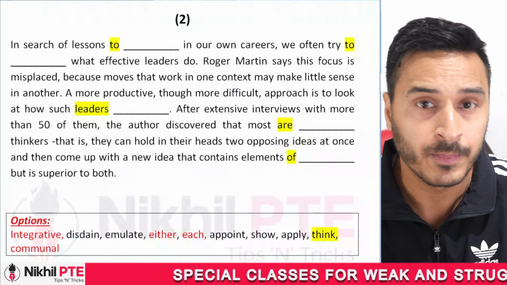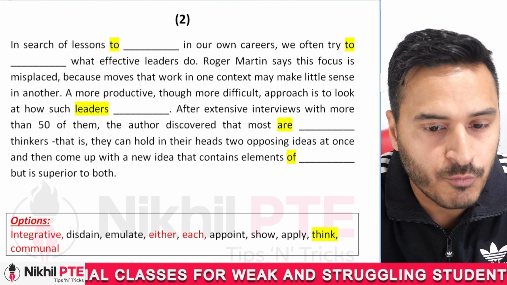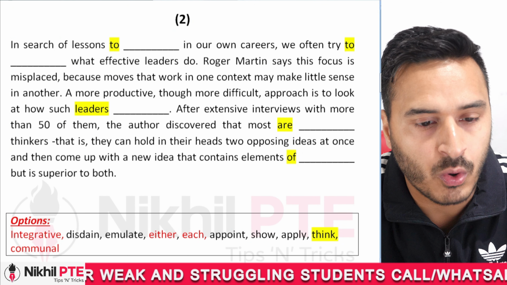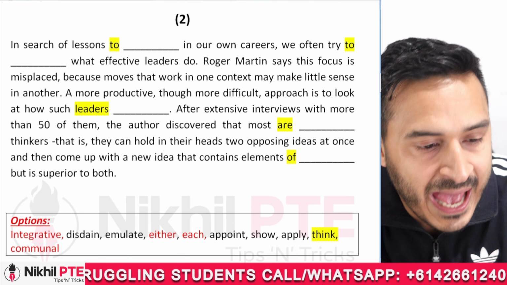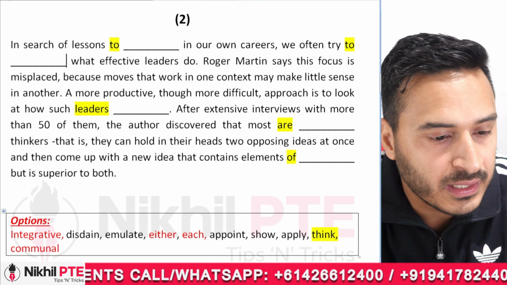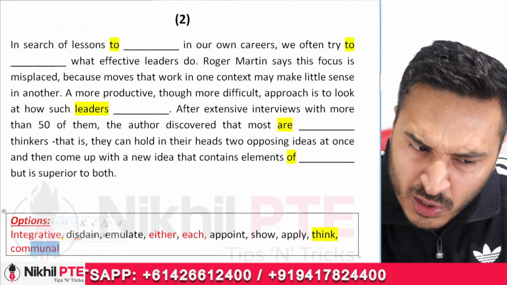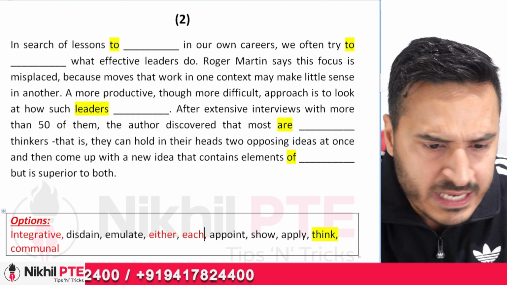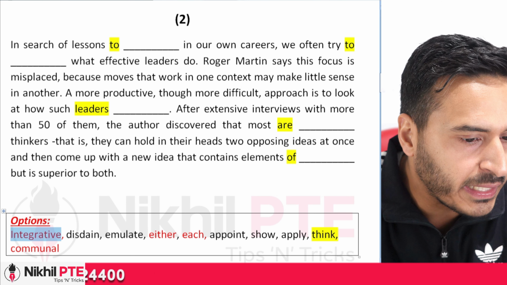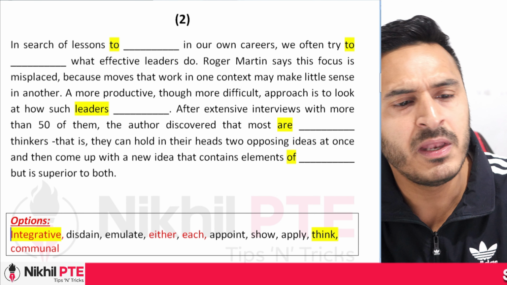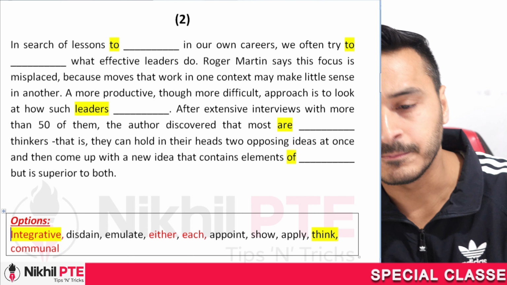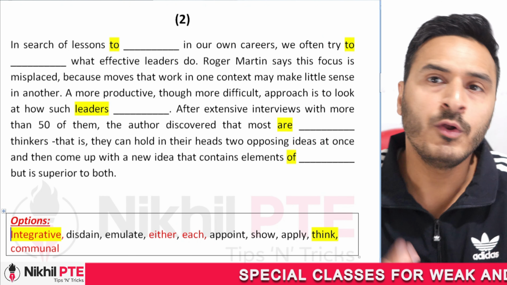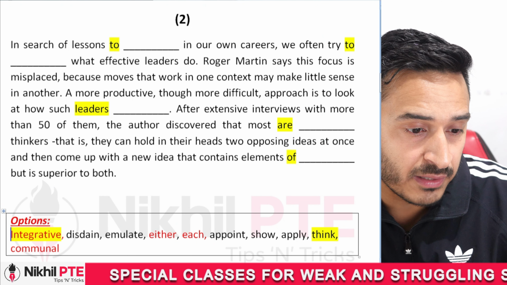After extensive interviews with more than 50 of them, the author discovered the most are dash thinkers. Most are interrogative, communal thinker, I don't know. Either thinker, is thinking, no. The answer is interrogative. I don't know the meaning of interrogative, but what do you mean by interrogative if you don't know the right answer?